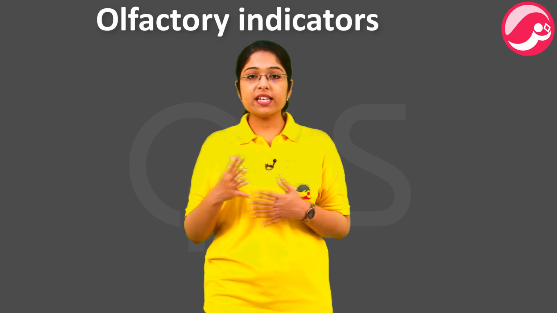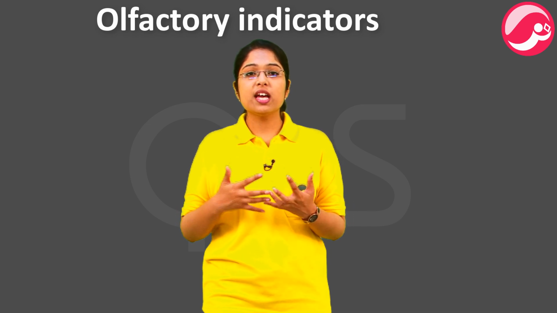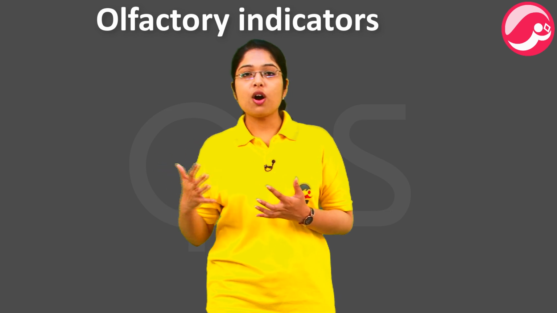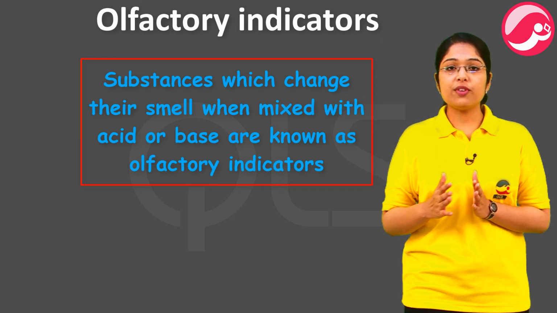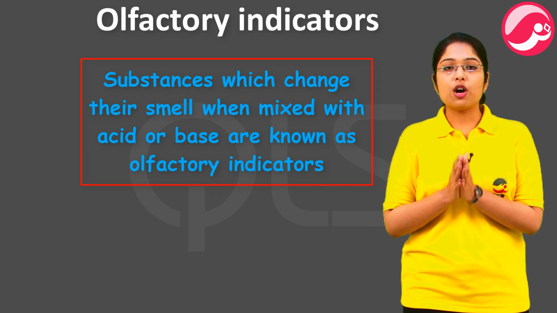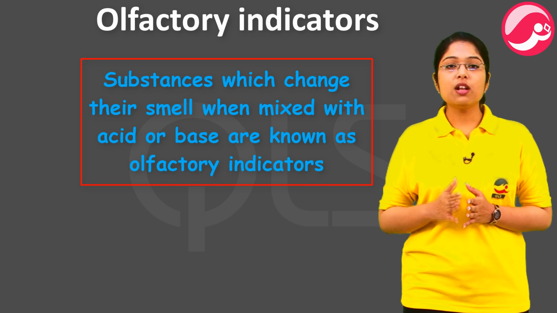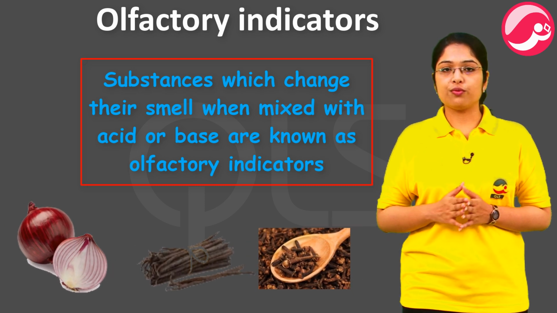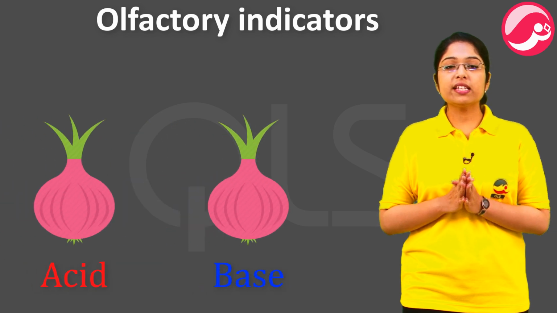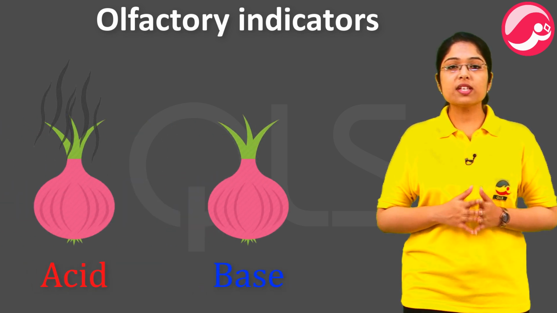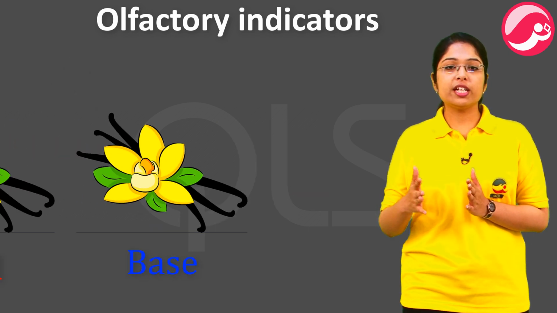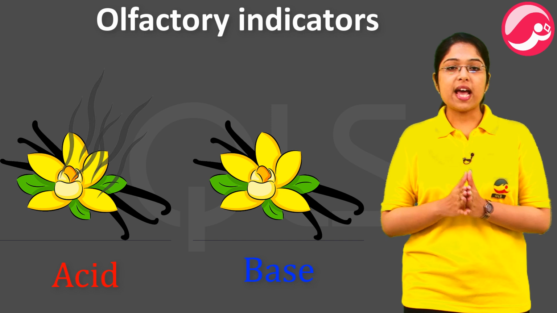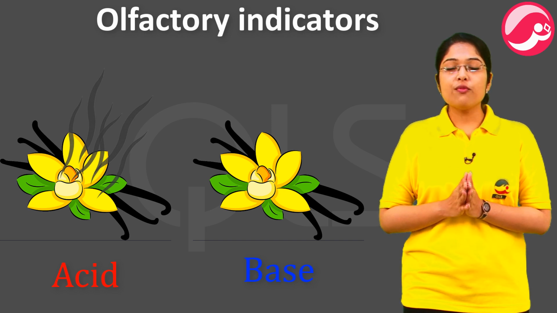Now, let's talk about olfactory indicators. ऐसे indicators जो अपने smell में change होने से indicate करते हैं कि whether is something acidic or basic. So, substances which change their smell when mixed with acid or base are known as olfactory indicators. For example, onion, vanilla, clove. Onions retain their smell with acid, while loses their smell when added with base. Similarly, the smell of vanilla also doesn't vanish off with an acid, but it vanishes off with a base.